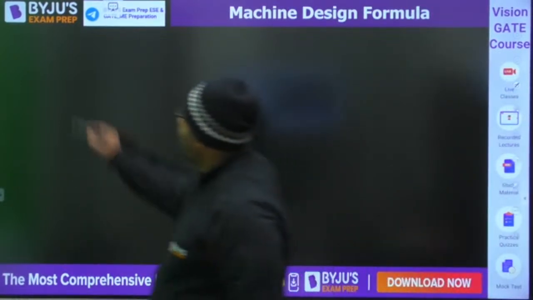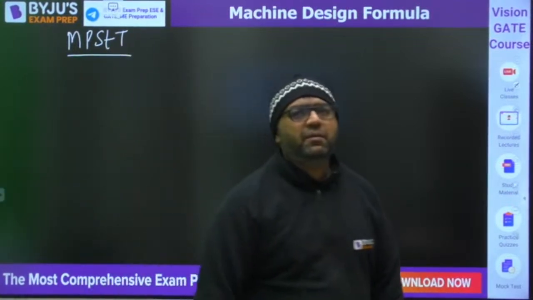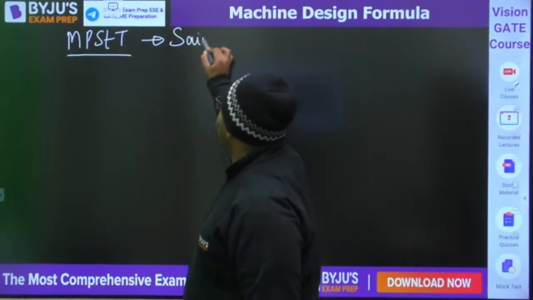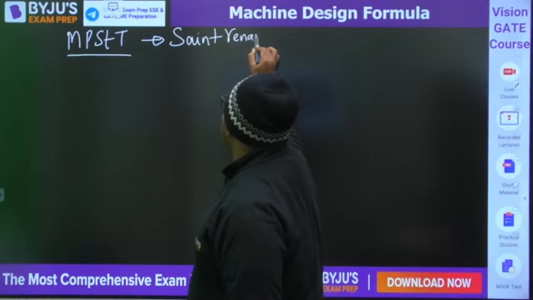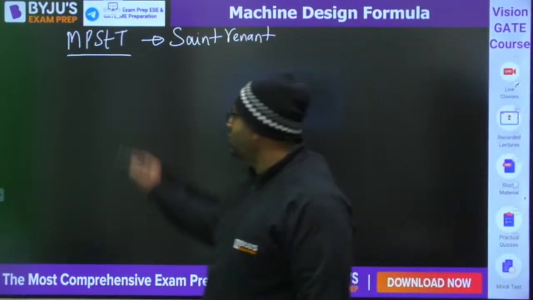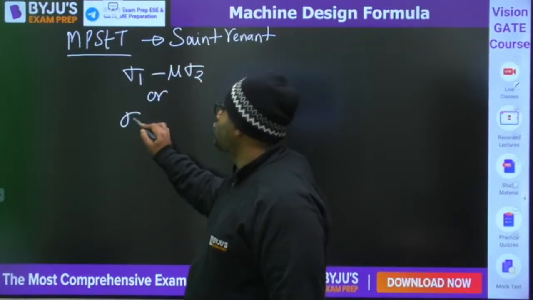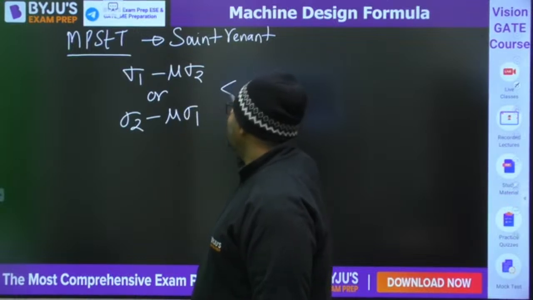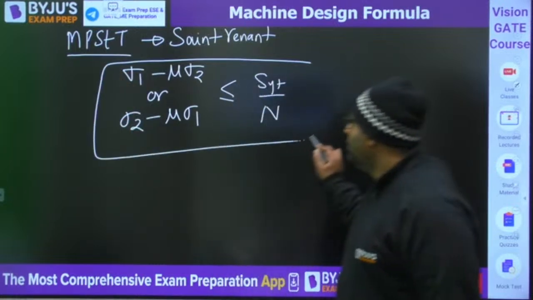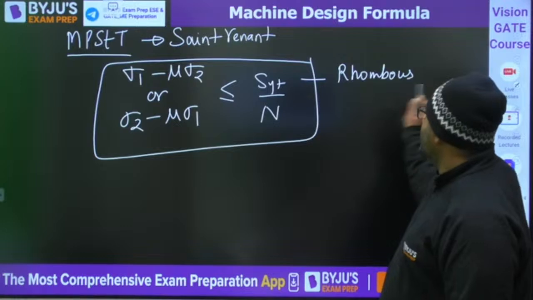Now the last theory is maximum principal strain theory. It was given by Saint Venant, so we also call it the Saint Venant theory of failure. For this theory, the condition is sigma 1 minus mu times sigma 2, or sigma 2 minus mu times sigma 1, less than or equal to SYT divided by N. The failure envelope comes out to be a rhombus.